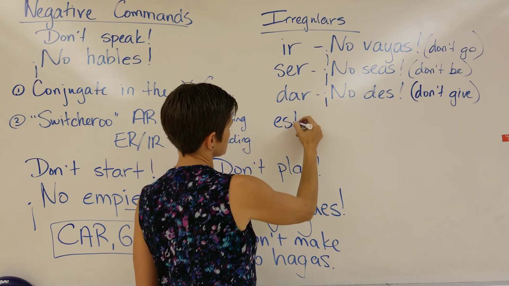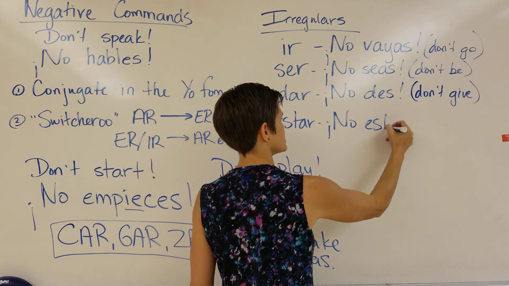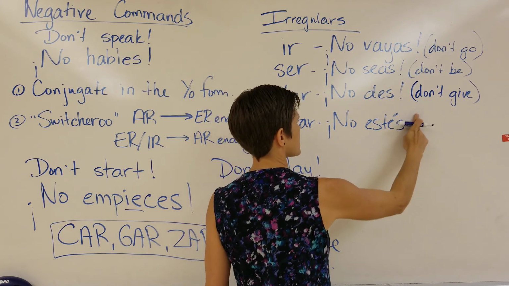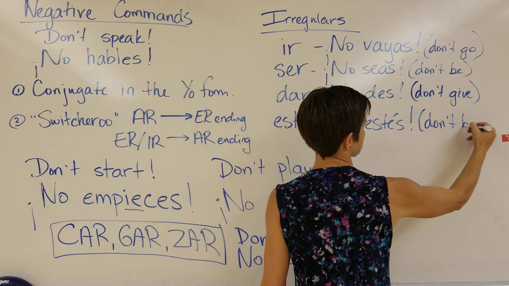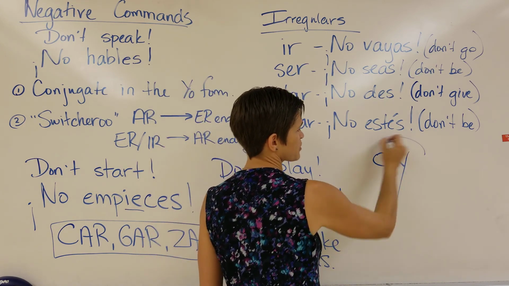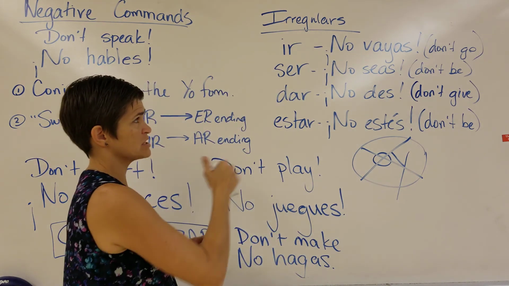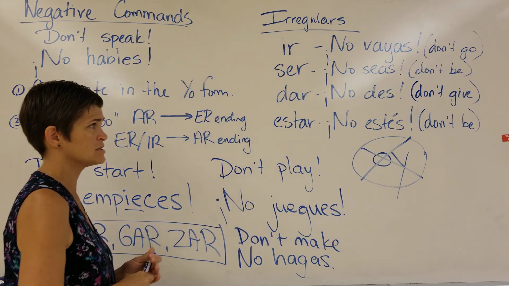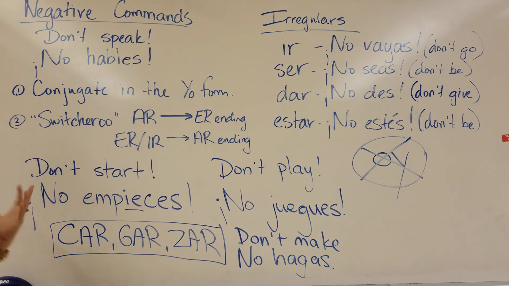And then estar is no estés. And we need an accent on it, just like we had on the A. And this is also don't be. So if it's a verb that ends in oy in the yo form, those are our irregulars. And we just need to memorize. Ir, no vayas. Ser, no seas. Dar, no des. Estar, no estés. And that's how we do negative command.